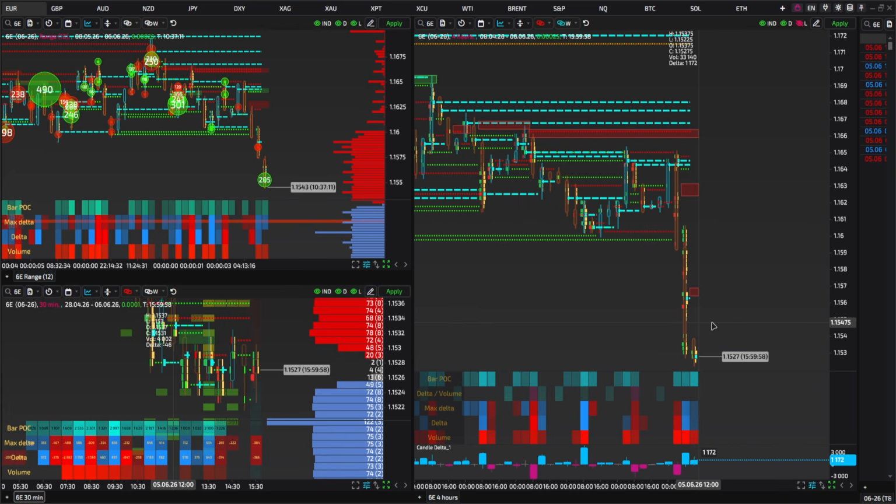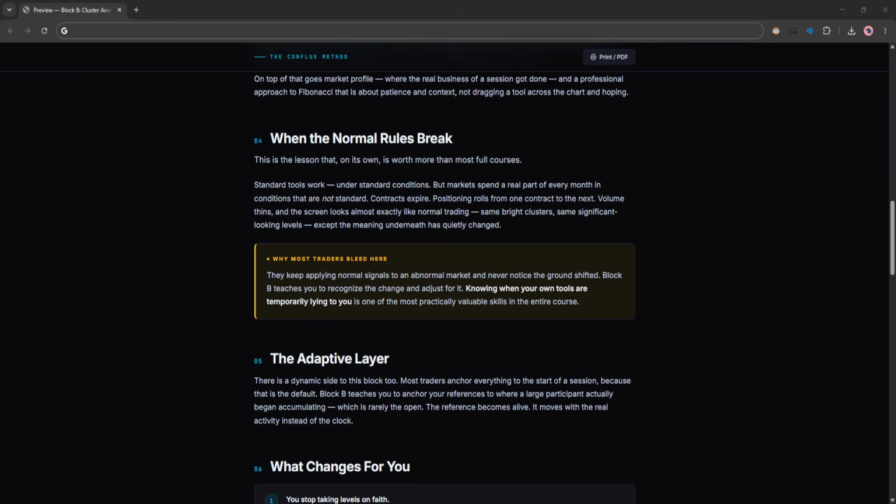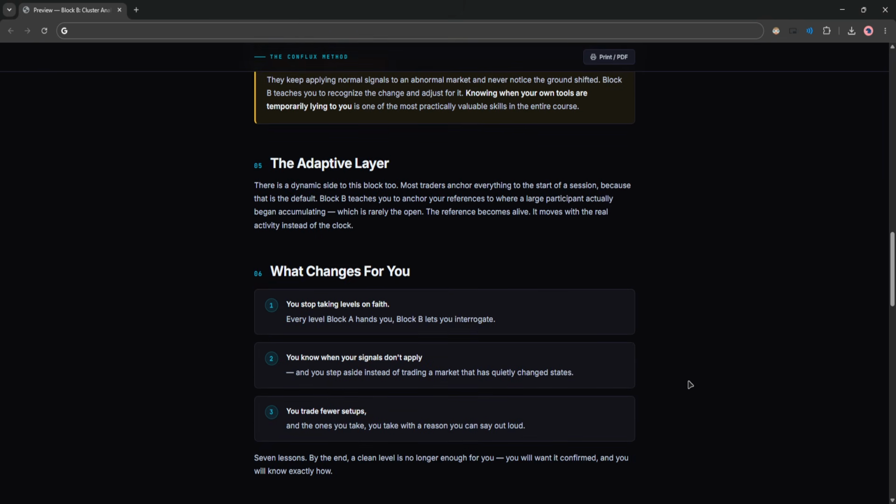Most retail traders lose money in these windows for one reason. They keep applying normal signals to an abnormal market and never notice the ground shifted. Block B teaches you to recognize the change and adjust for it. That single skill, knowing when your own tools are temporarily lying to you, is one of the most practically valuable things in the entire course.